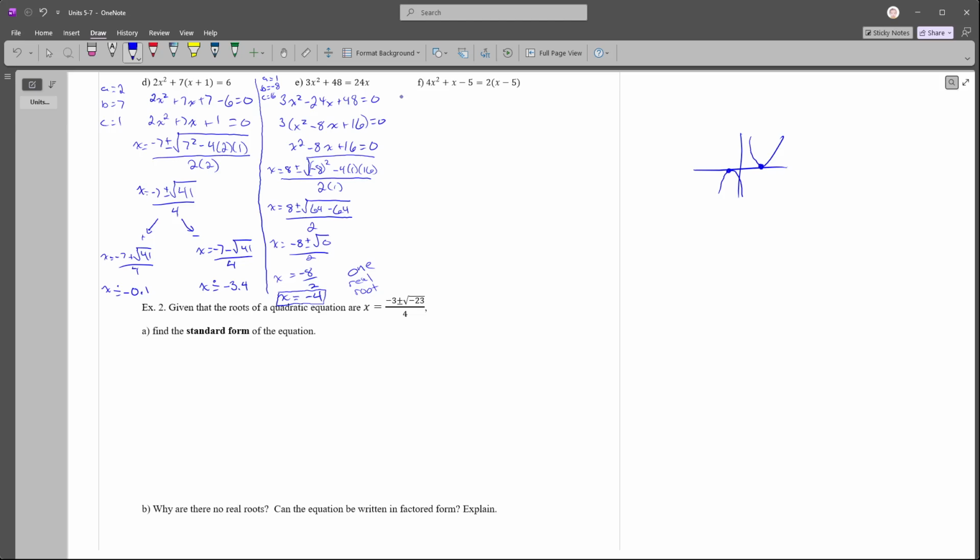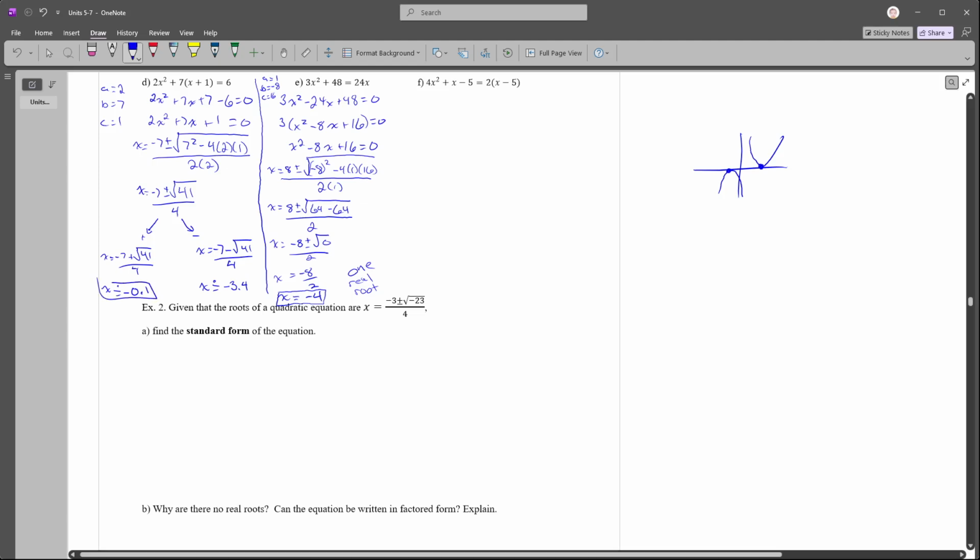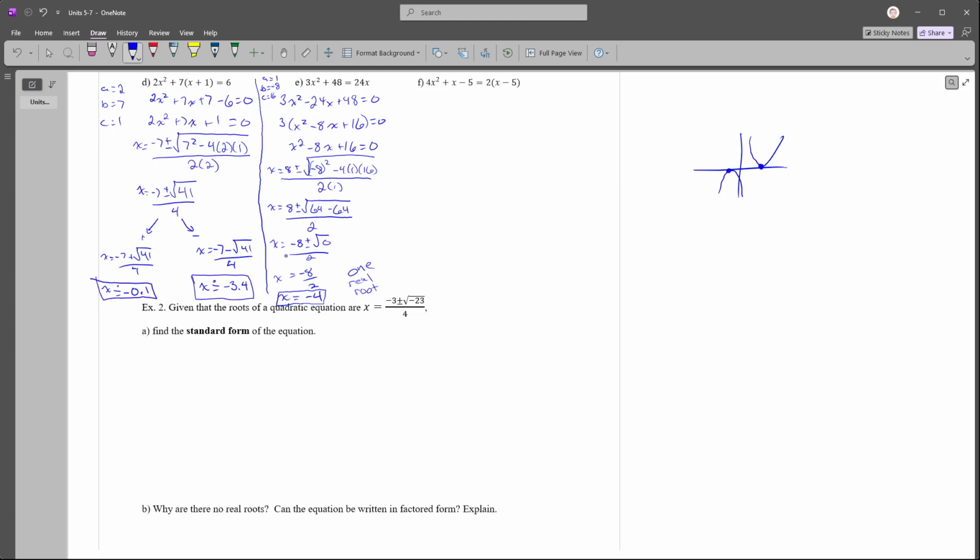Okay. So we've seen situations where we get two roots, such as this one. We saw on a previous example, a couple examples ago, that we had no real roots. And in this situation, we have one real root. So all these situations can still occur. All right, let's look at the next problem.